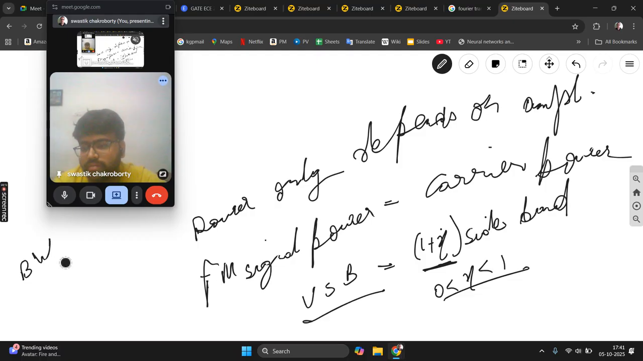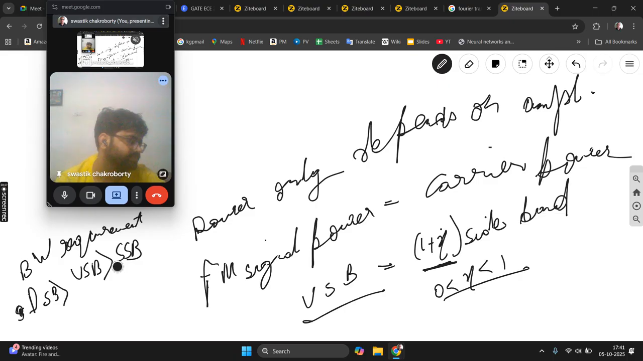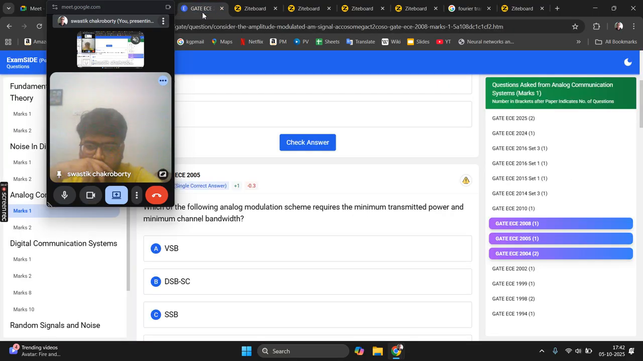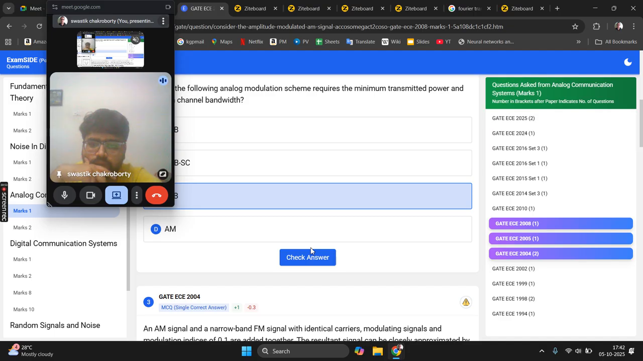So by bandwidth requirement, we can say DSB is greater than VSB is greater than SSB. So it is SSB which requires the least amount of bandwidth.